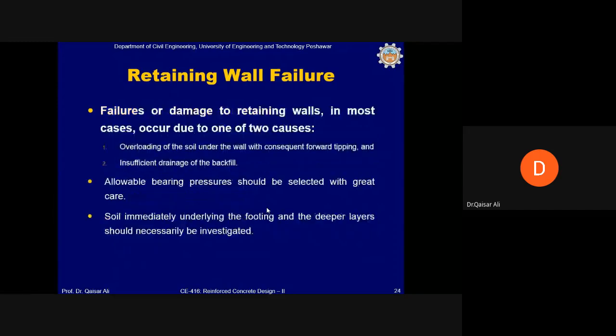The most common failure reasons of the retaining wall have been discussed on this slide. The failures or damage to retaining walls in most cases occur due to one of the two following reasons. Number one is overloading of the soil under the wall with consequent forward tipping, which is the soil failure. So the soil bearing capacity failure or the soil settlement is one of the most common reasons, and that is what we have also observed in the project of modular design of retaining wall for CNW.